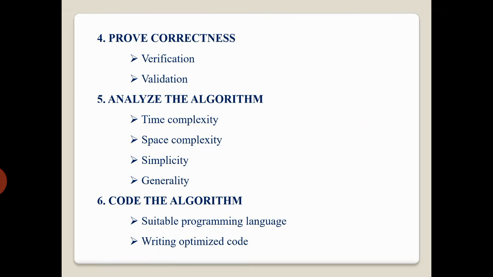The fourth step is proving an algorithm's correctness. Once an algorithm has been specified, we have to prove its correctness. It is done by verification and validation. Verification is a process to ensure whether the developed algorithm is right or not. Validation is a process of checking whether we have developed the right algorithm.